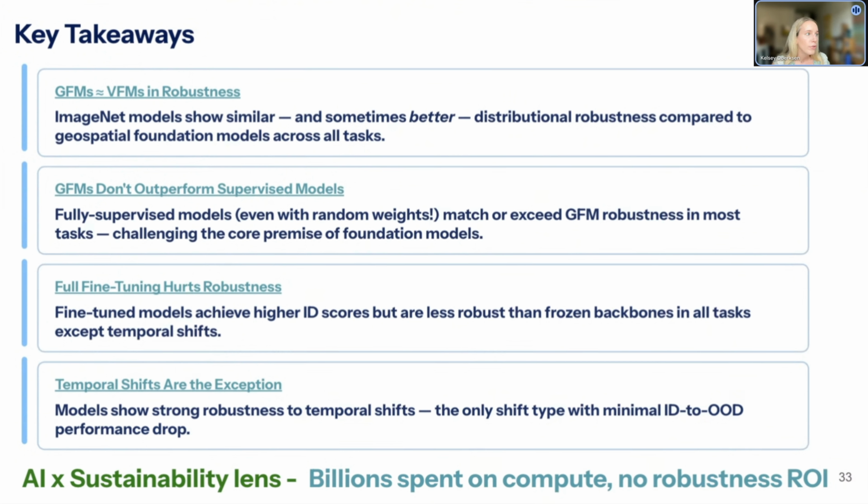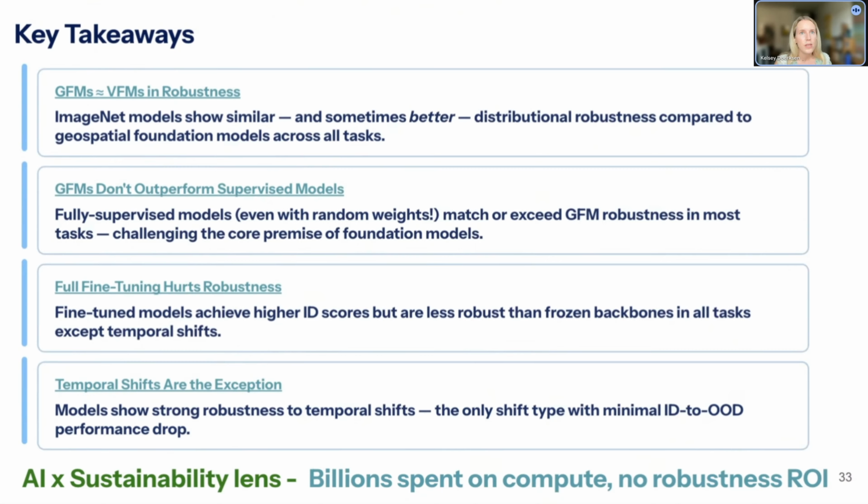We saw that full fine-tuning hurts robustness, which was also consistent, I believe, with the Tory paper. And we've shown, though, that temporal shifts are generally speaking the exception. With the data sets that we've provided in EarthShift, we see only minimal performance delta drops.